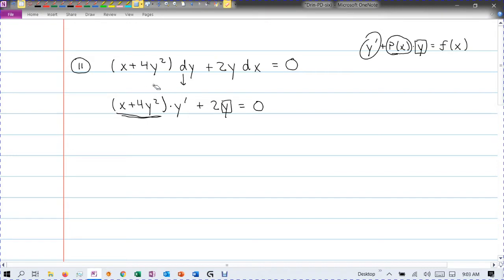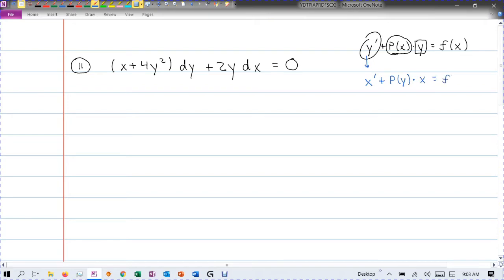So instead, we're going to do something we haven't done, which is revamp this formula and say this formula would also be the same if we just change the places of x and y. So instead of y prime, what if we have x prime plus some function of y times x, then equals some function of y? If we look at it that way, then our integrating factor will be e to the integral of p of y dy. So we're doing everything in terms of y instead of x.